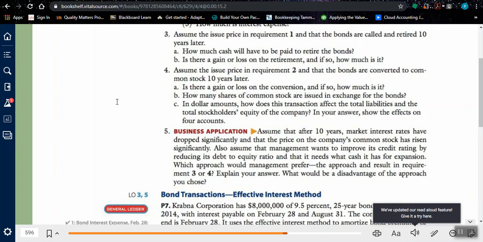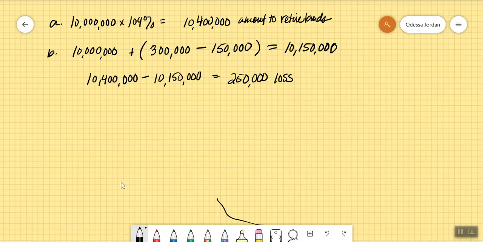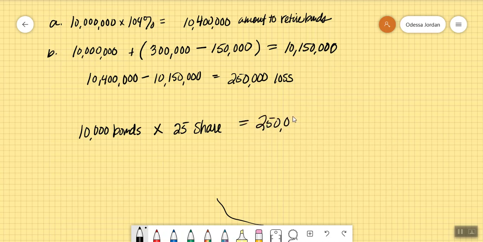So then we go to B and it says how many shares of common stock are issued in exchange for these bonds. And so here the calculation is we take the $10,000 bonds, sorry, and we multiply them by $25 per share, and that ends up being 250,000 shares of common stock.